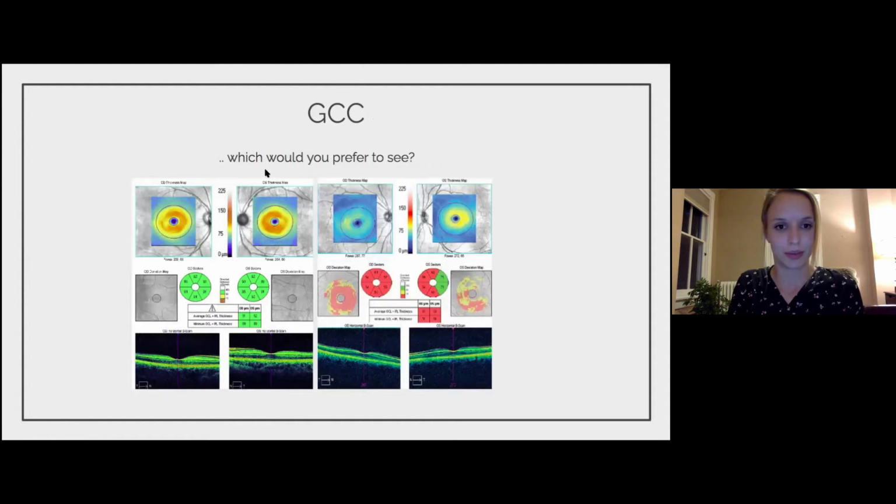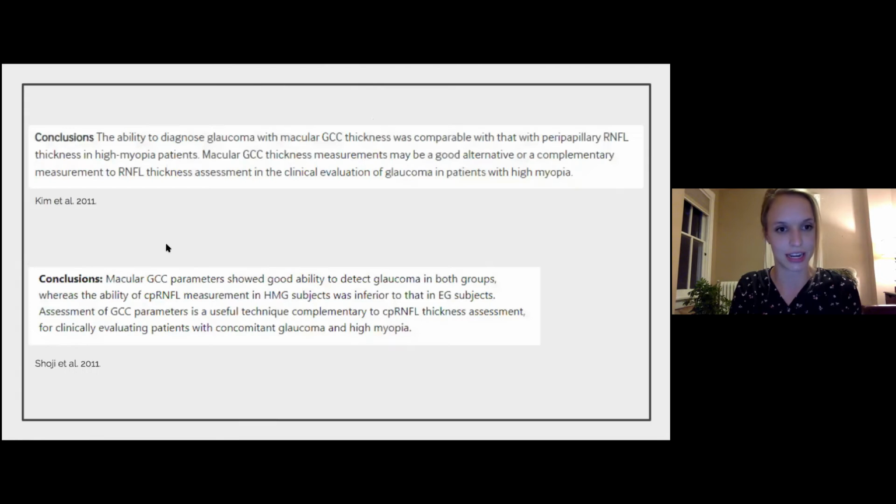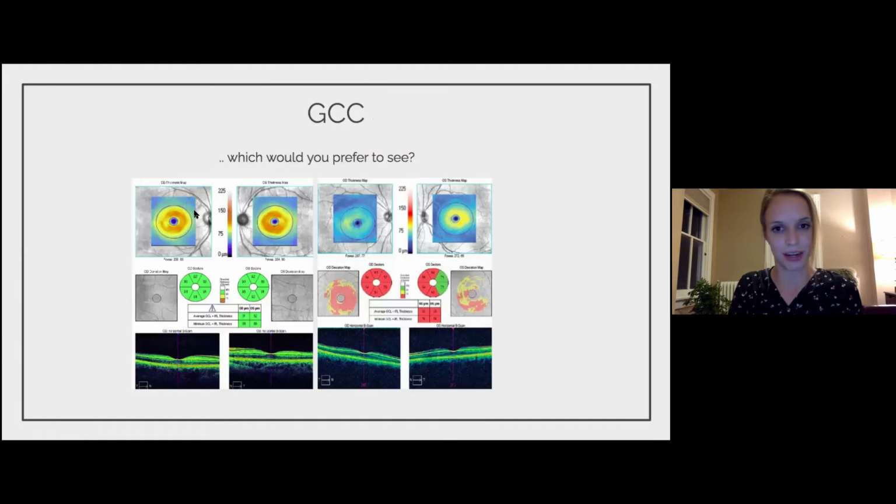And I would definitely prefer to see this left-hand picture where you see a robust ganglion cell complex, everything in the green. That would definitely make me feel better. I would not want to see this right-hand picture where there's diffuse thinning and ganglion cell loss. That would point to more of a pathological process rather than a variation of normal.